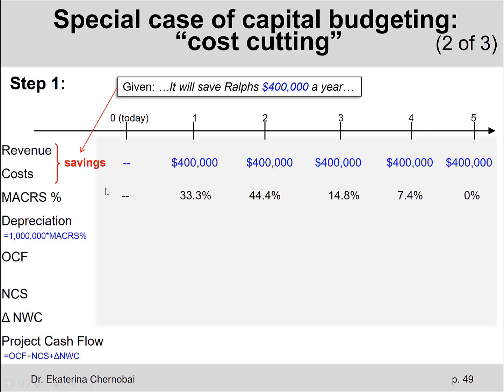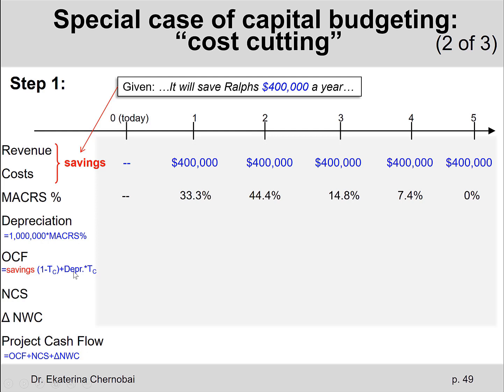Then where would these savings fit in? Well, remember in the earlier problem, we had to use revenue and cost as part of the operating cash flow formula. One of the 4 versions of it, called the depreciation tax shield approach. And that formula had revenue minus cost in the parentheses up front. Now that's replaced with savings, $400,000.